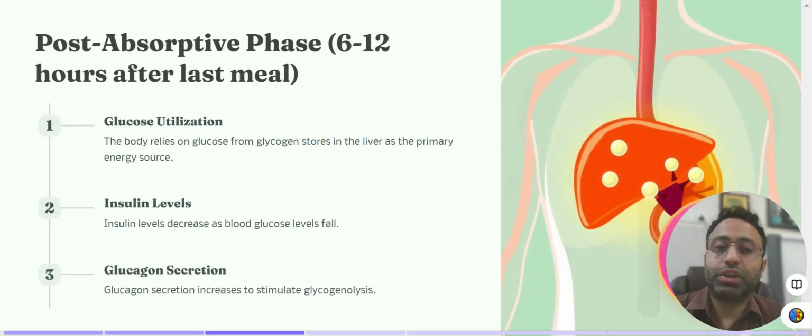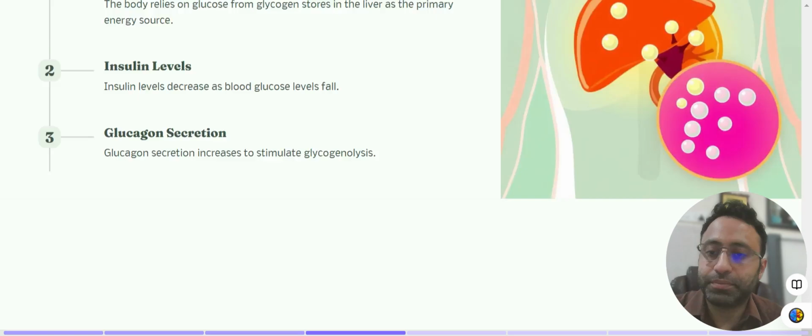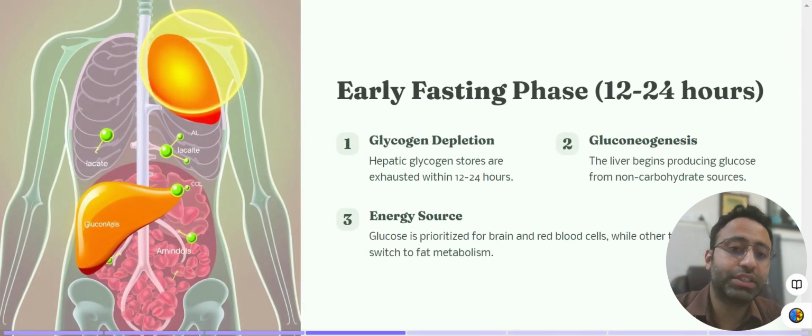So coming to the phases of fasting, first is the post-absorptive phase, which lasts for 6 to 12 hours after the last meal. Here is glucose utilization, as we have spoken, the body relies on glucose from glycogen stores in the liver as a primary energy source, and insulin levels decrease as blood glucose levels fall, whereas glucagon secretion is increased to stimulate glycogenolysis.